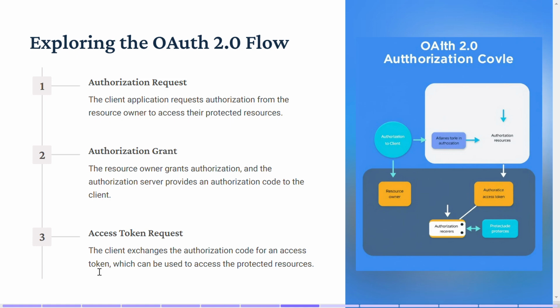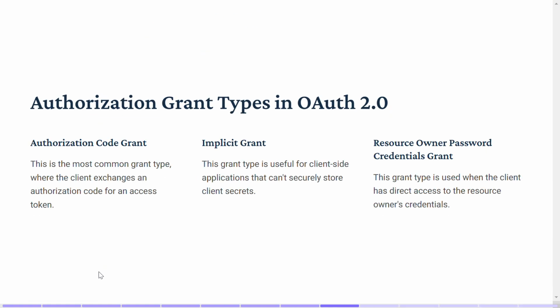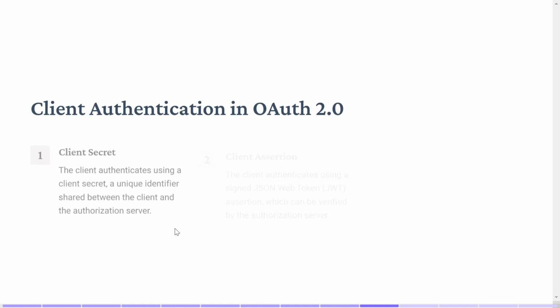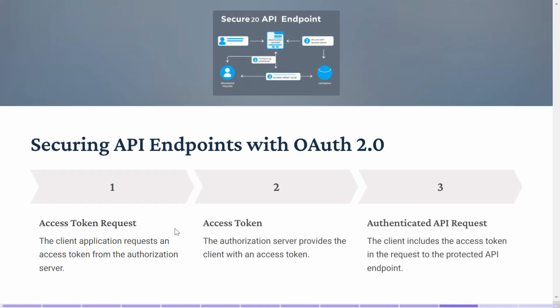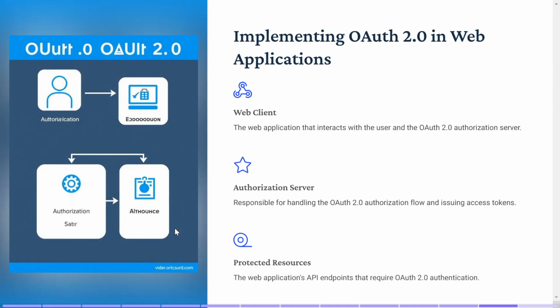Okay, explore the authorized request, authorized grant. We have covered everything. Authorized code grant, the security, access token request, all those things we have covered. Implementation of implementing OAuth 2.0 in web applications. Now we are going to discuss these concepts.